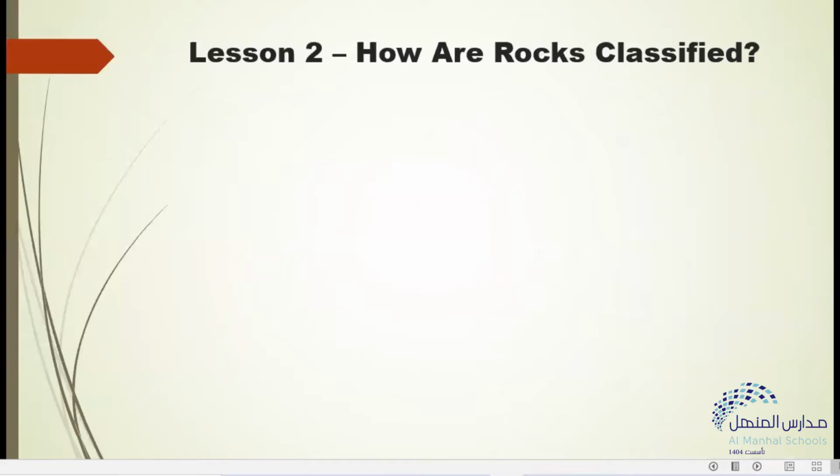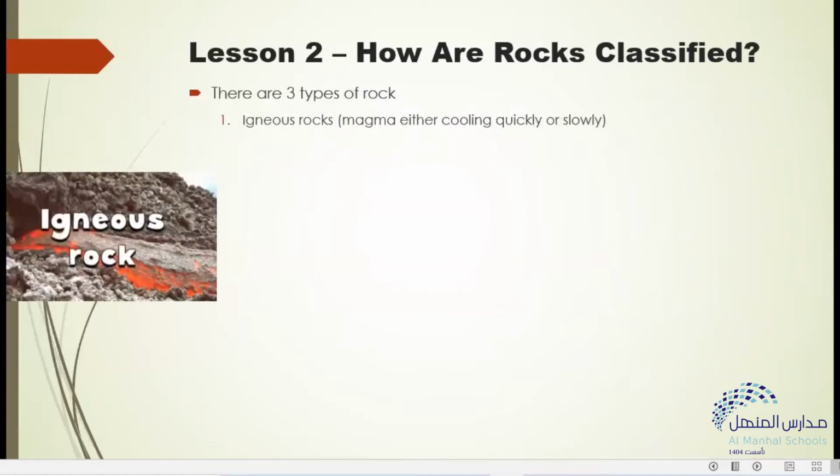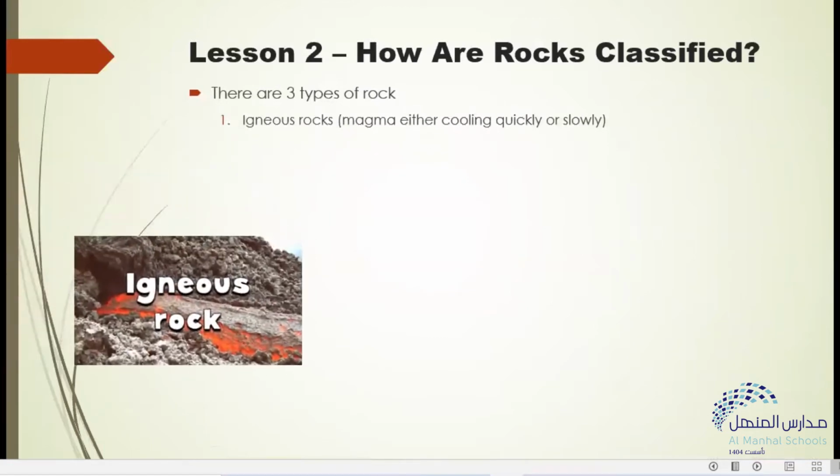In lesson 2, we looked at how rocks are classified. So there are 3 types of rocks. Igneous rocks come from magma. So this is from the Earth's center, and this comes from volcanoes. It can either shoot out of a volcano or ooze out of a volcano. And we classify these rocks by how quickly they cool.